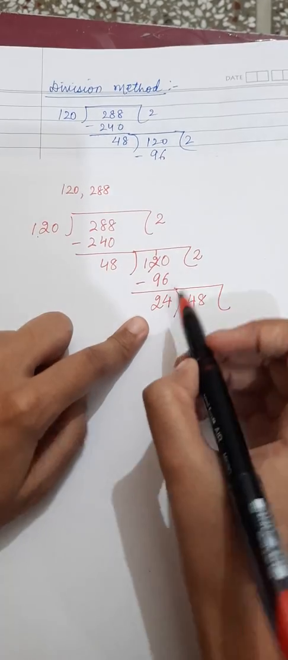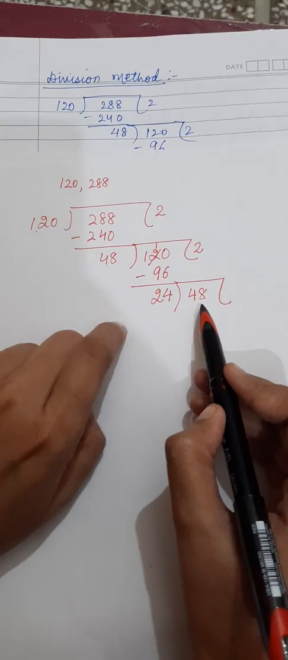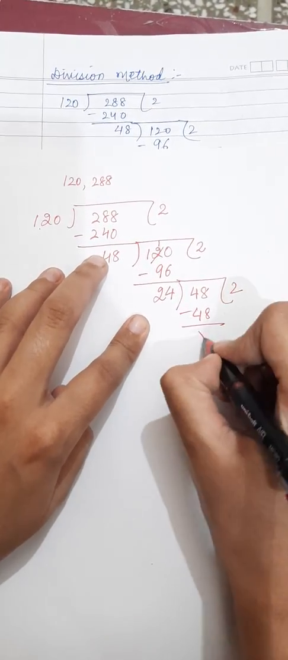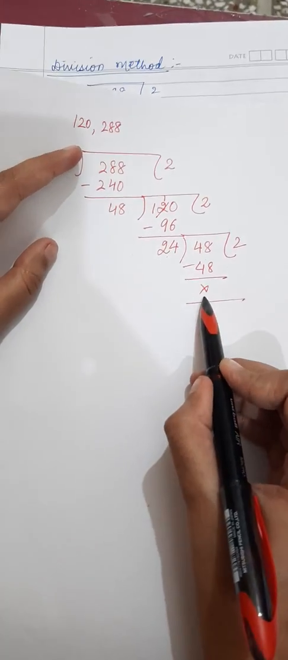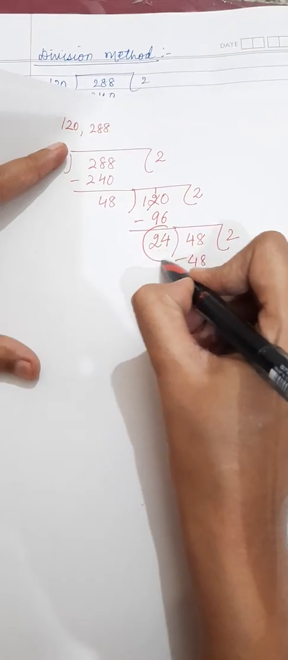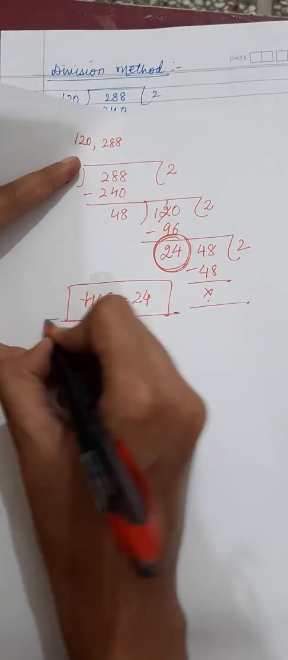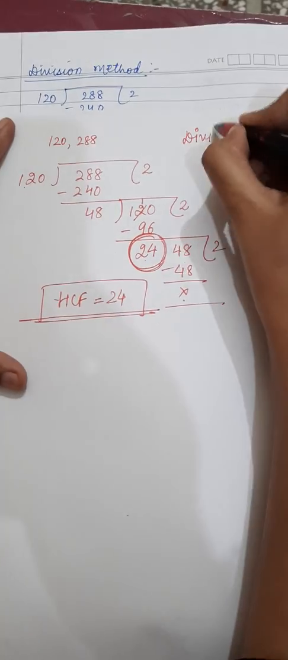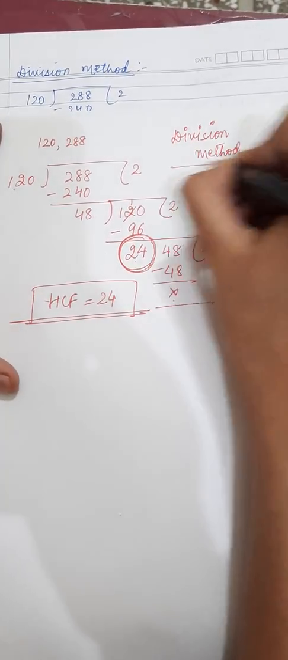Now 24 has become the divisor and this 48 has come down and become the dividend. So 24 into 2 is 48. Now this was the divisor which gave me the remainder 0. So this means this divisor is going to be my HCF, and the HCF of this question is going to be 24. This is called the division method to find the HCF.